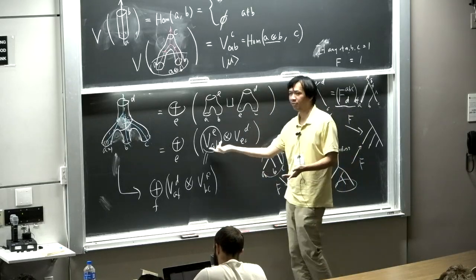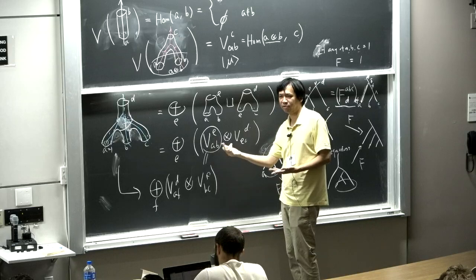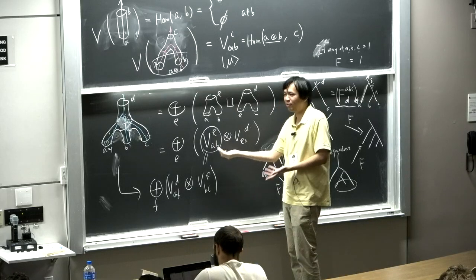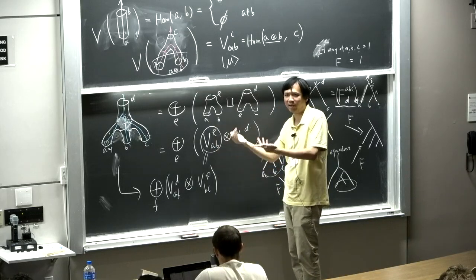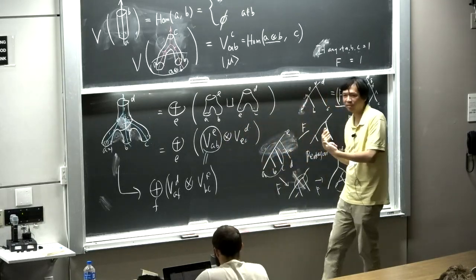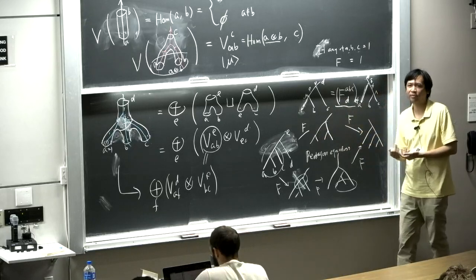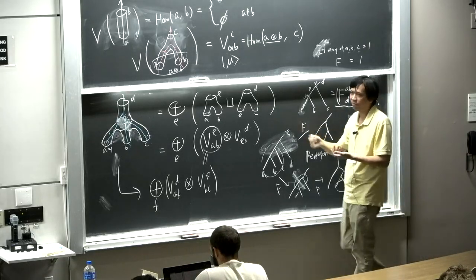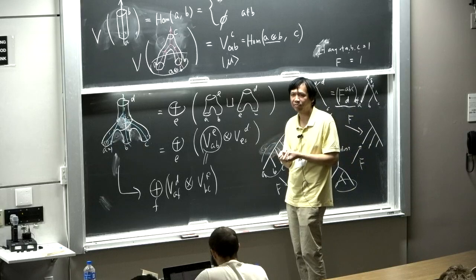Now, there's a choice of basis here, and there's no canonical choice of the basis. Even when it's one-dimensional, you can always change it by a scalar, and that will change the F symbol in some case. If you choose different bases, the F symbol will look different. But no, it's the same F symbol. And that's a redundancy in the F symbol.